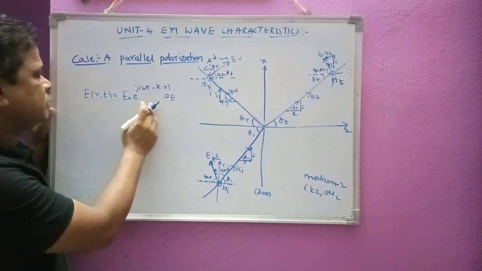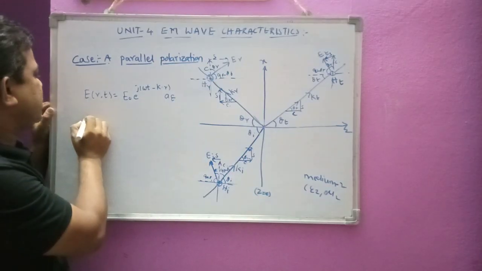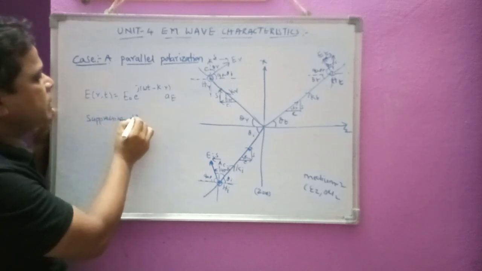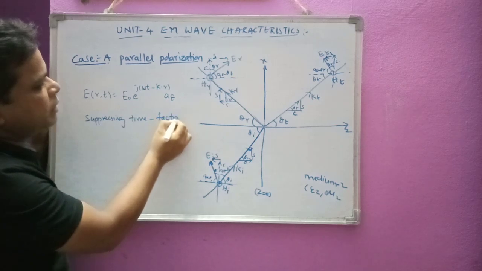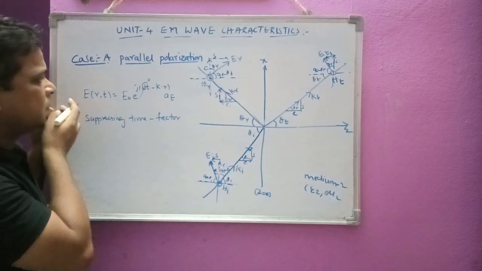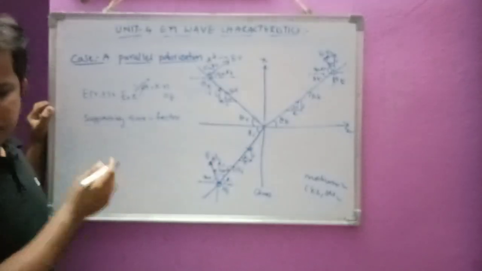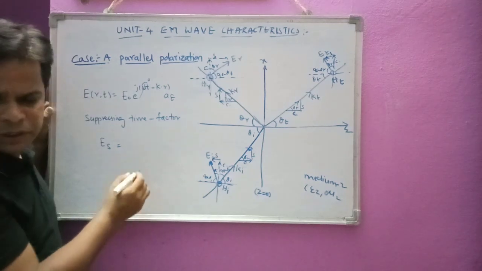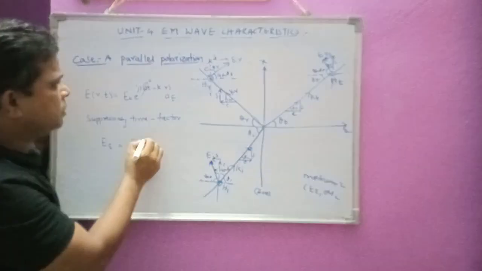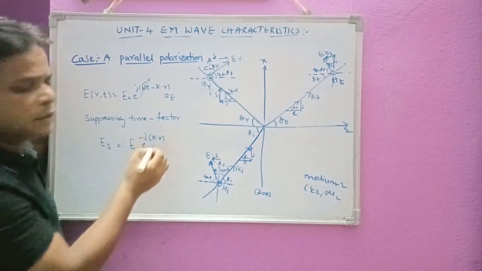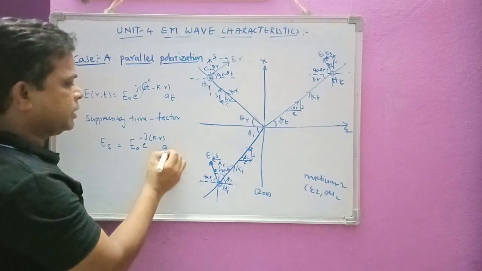Now I am suppressing the time factor, that is, from this one. If I suppress the time factor, this becomes 1. At that time, instead of E(r, t), I can write E_s, because we have only the sinusoidal form of this equation. So now I can write E_s equal to E naught into e power minus j k dot r, into a_E. I can write it like this.